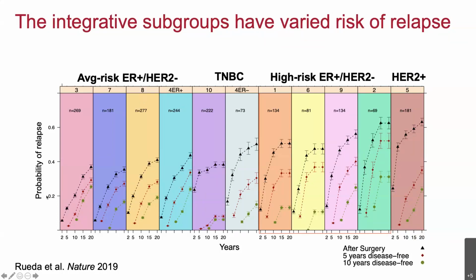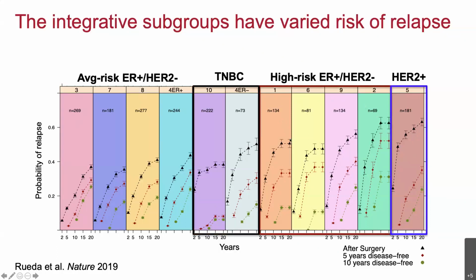When we apply this to the molecular data set that we had in hand, we see several quite striking patterns. In this fairly complicated plot, what I'm showing is the probability of relapse over different time intervals, up to 20 years for each of the integrative subgroups. They've been ordered by their risk. I'll focus first on the HER2 positive group, which has the highest risk. The black triangles denote the risk of relapse after surgery, in red the risk after being disease-free 5 years, and in green after being disease-free 10 years. So really dramatically high risk of relapse before the routine use of trastuzumab. We expected this to fall out on the extreme end, but what we were surprised by is that this approach also delineated 4 subgroups of what we call high risk of relapse ER-positive, HER2-negative disease.